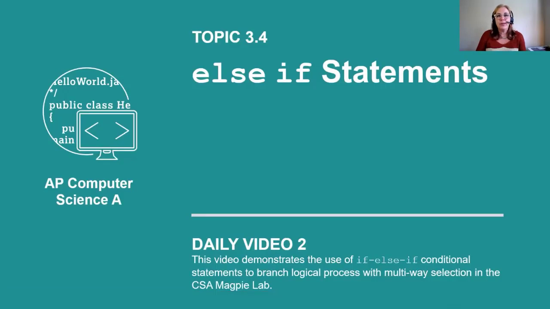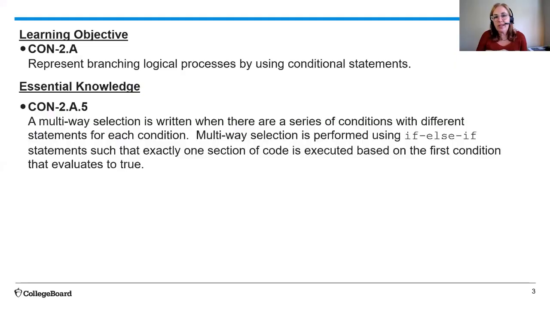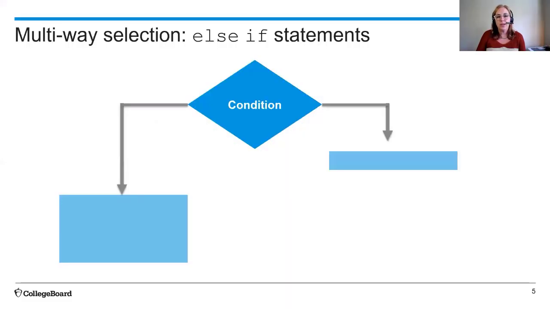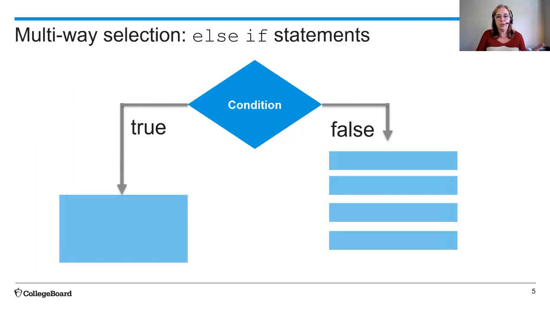Welcome back for topic 3.4, else if statements. This is multi-way selection, and in this video, we're going to look at Bo and JJ and how multi-way selection impacts their conversation. Here's our diagram from the previous video showing that we're still testing a condition, whether it evaluates to true or false, but we have many options for our else condition.